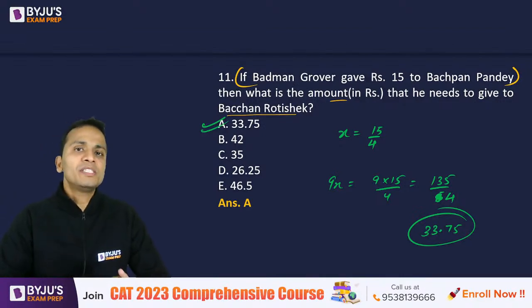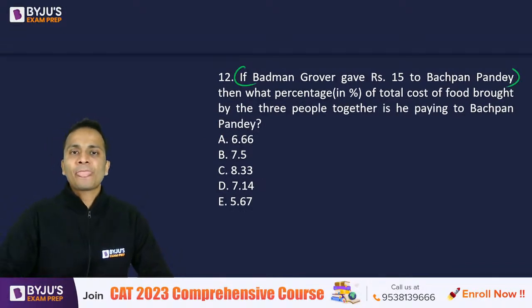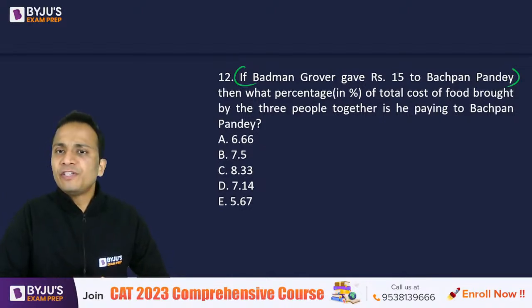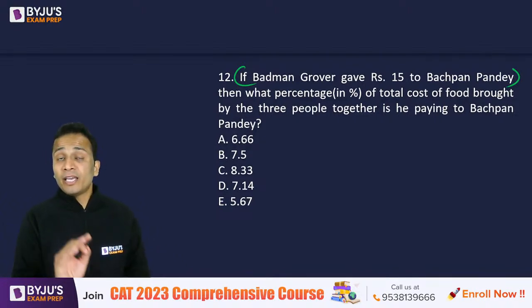Now let's move towards the last question of the day. Again, the first part of this question is same. If Badman Grover gave rupees 15 to Bachchan Pandey, then what percentage of total cost of food brought by the three people together is he paying to Bachchan Pandey?